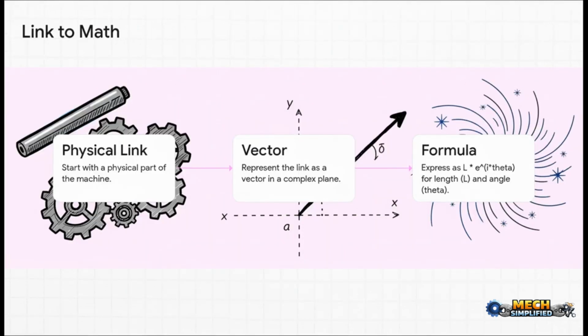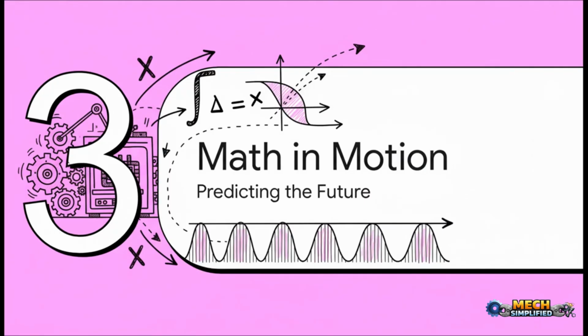So how does this translation actually work? Well, you take a physical part, let's say a metal rod, and you represent it as a vector. Basically an arrow with a specific length and a specific direction. Then, using a really clever piece of math with complex numbers, you can capture both the length, that's L, and its angle, theta, in one tidy little formula. And just like that, a piece of cold, hard steel becomes a precise mathematical term. It's kind of brilliant.